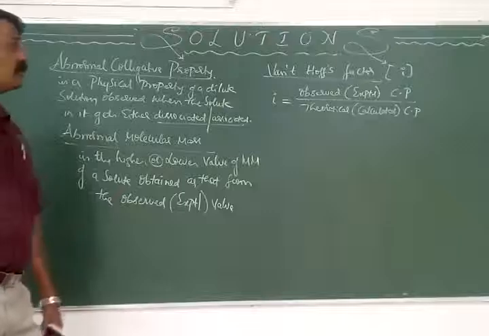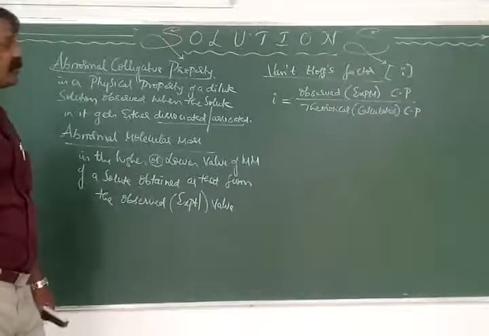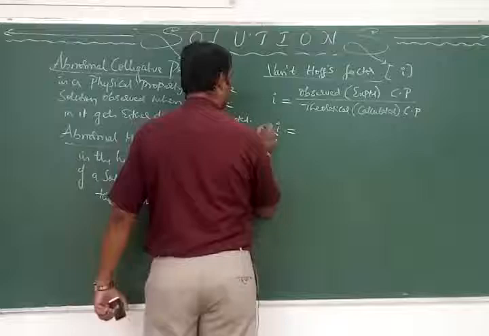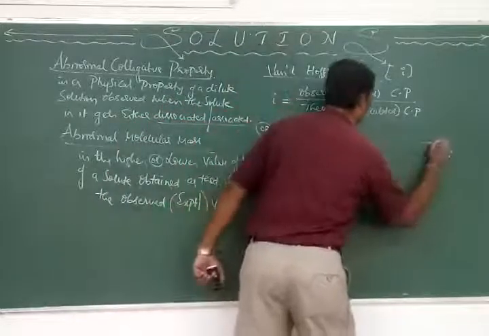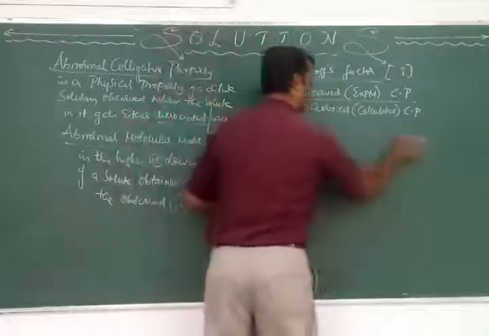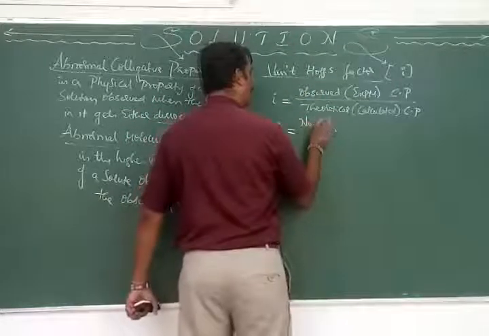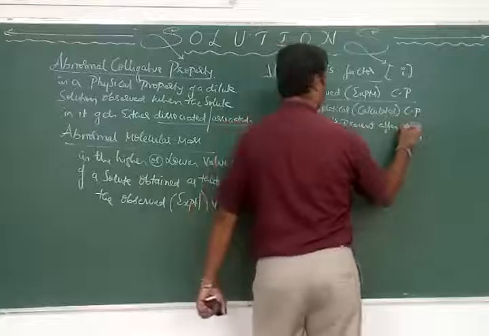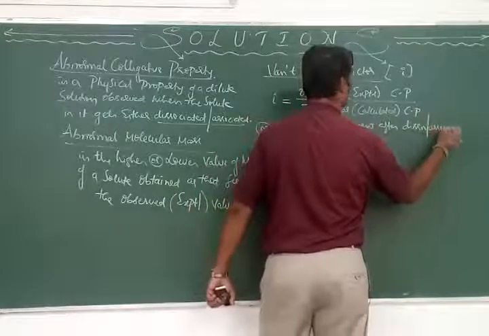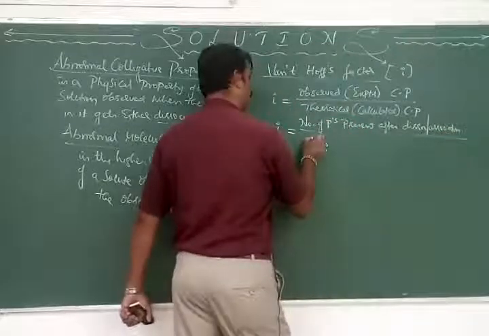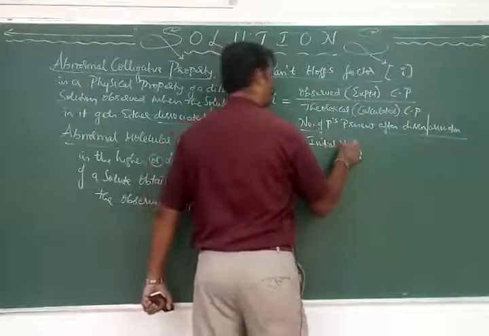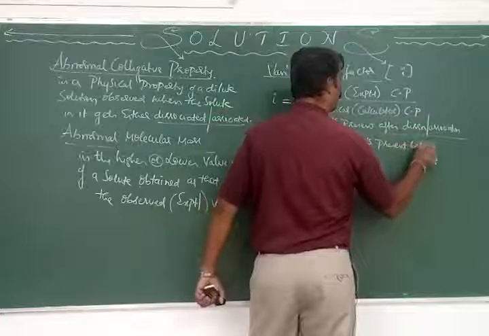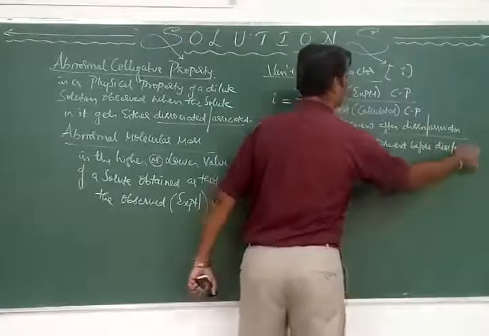Means it is the ratio of what by what? Observed or experimental colligative property divided by the theoretical or calculated colligative property. So this can also be written in terms of molecular mass, or first we will mention this and then we will have the number of particles present after dissociation or association divided by initial number of moles, particles present before either dissociation or association.